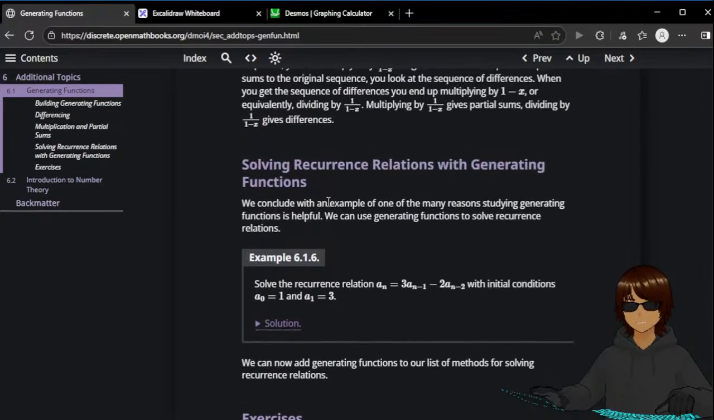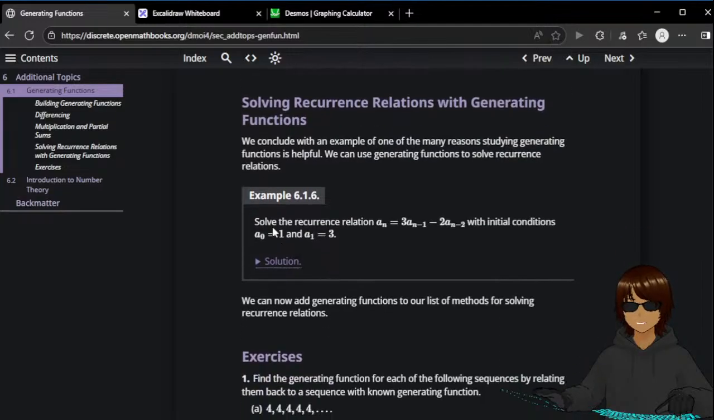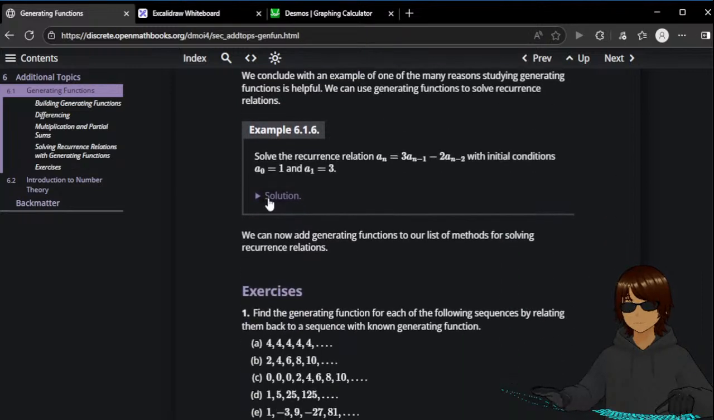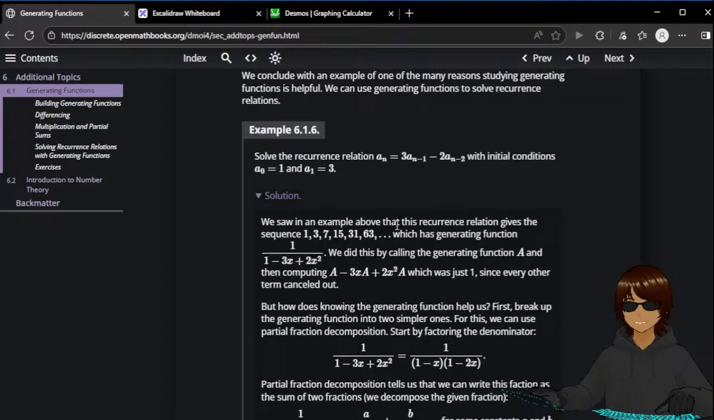We conclude with an example of one of the many reasons studying generating functions is helpful. We can use generating functions to solve recurrence relations. Solve the recurrence relation a_n = 3a_{n-1} - 2a_{n-2}, with initial conditions a0 is 1 and a1 is 3. You saw in the example above that this recurrence relation gives the sequence 1, 3, 7, 15, 31, 63. Okay, we can just plug in the numbers, which has a generating function 1 over 1 minus 3x plus 2x squared.